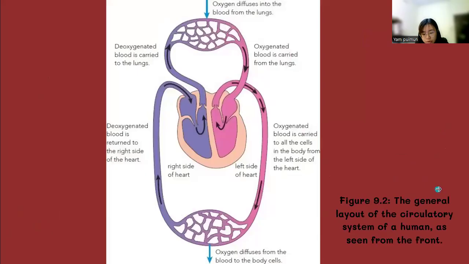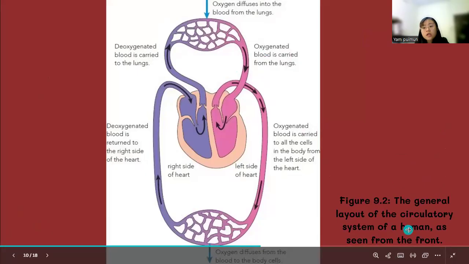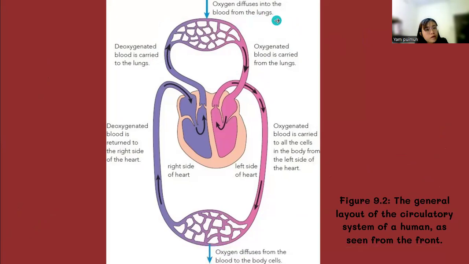So in this diagram, here is the general layout of the circulatory system of a human, as seen from the front. Oxygen diffuses into the blood from the alveoli of the lung. Because of the oxygen diffusion, the deoxygenated blood is now changed to oxygenated blood.